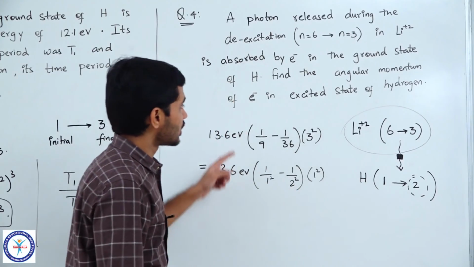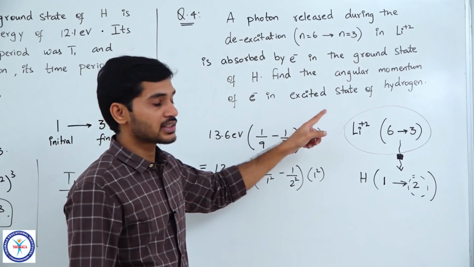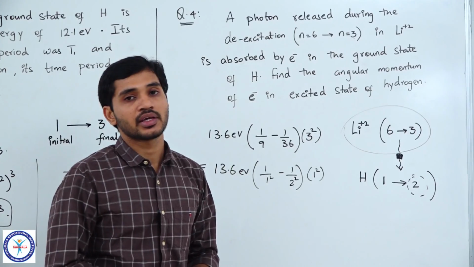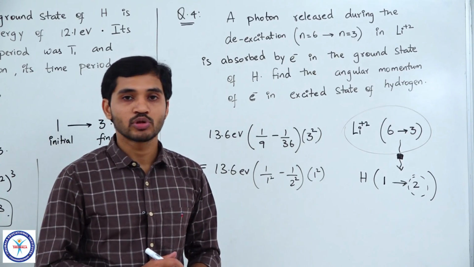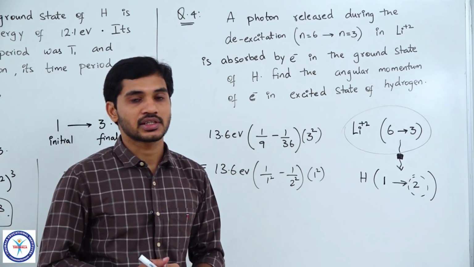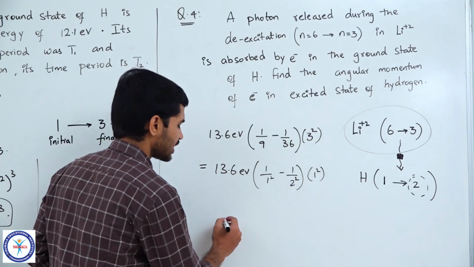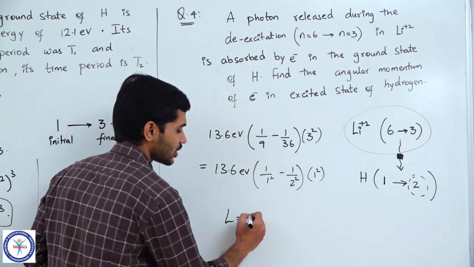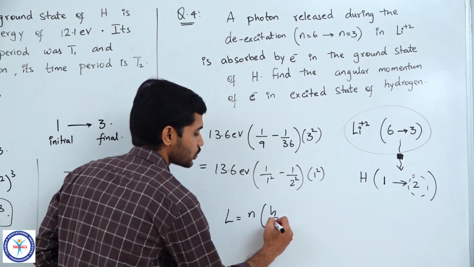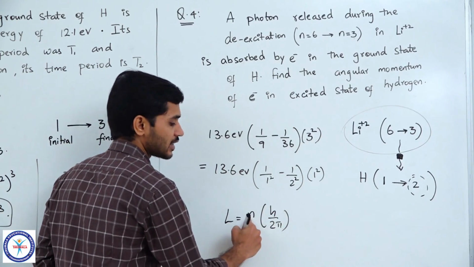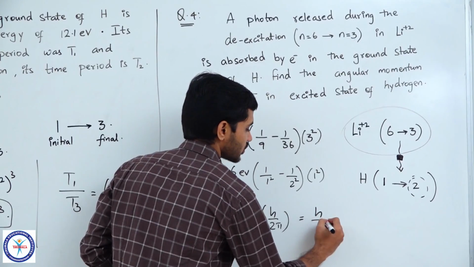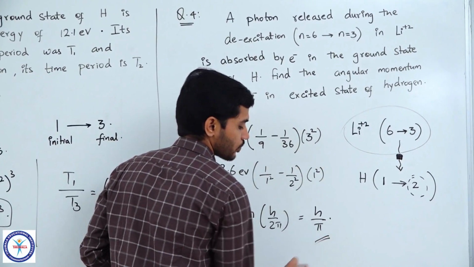So it means that the electron has been excited to the second state, and they are asking us to find the angular momentum of the electron in the second state, n equal to 2. We can easily say that the angular momentum L is equal to n times h by 2 pi, and the value of n in this case is 2. So this becomes h by pi. That would be the answer.